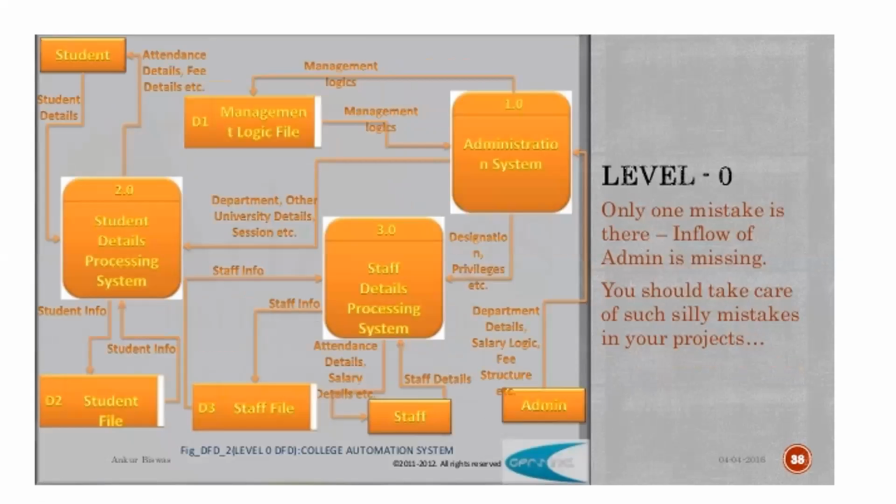This is level 0, wherein the system is divided into the processes: student detail processing, staff detail processing, and admin system. The admin entity is connected to the admin system, the student entity is connected to the student system, and the staff entity is connected to the staff system. Each has its own database file D1, D2, D3. The only mistake in this diagram is that admin has no inflow. There cannot be any entity which doesn't have any inflow. So here there should be a connection from the admin system to admin.